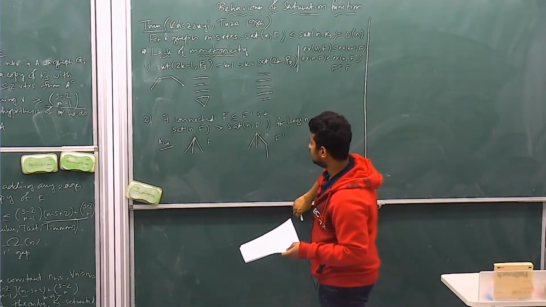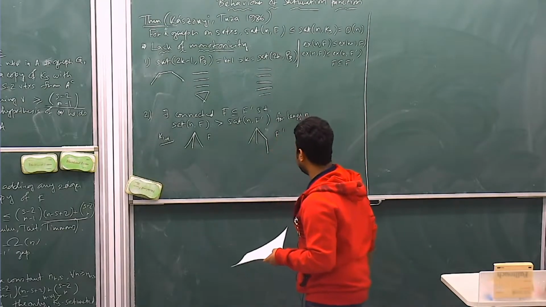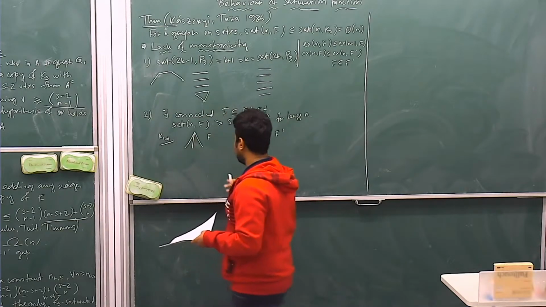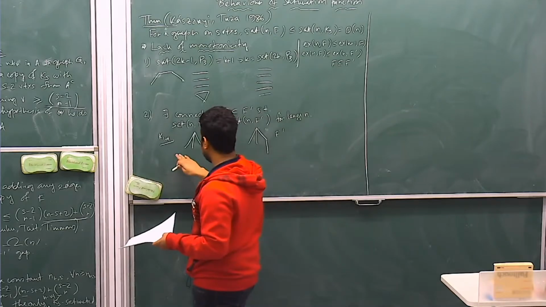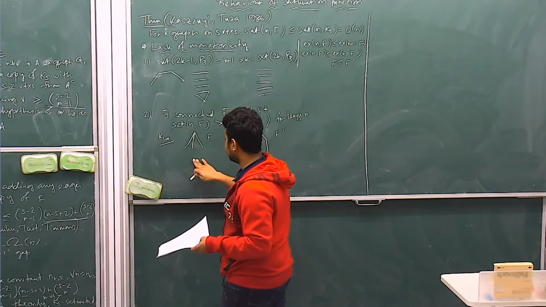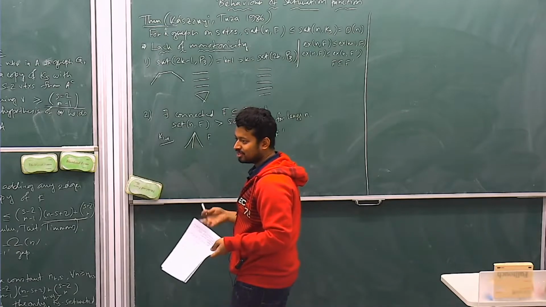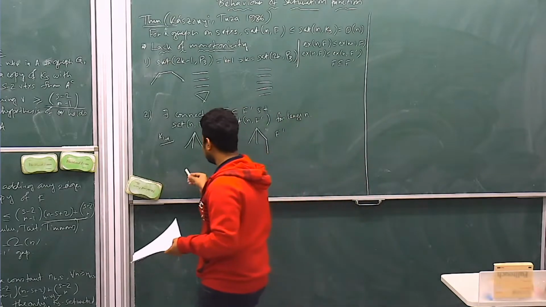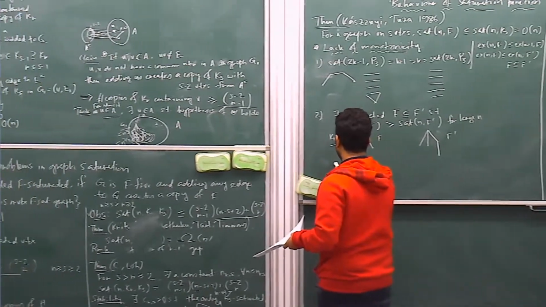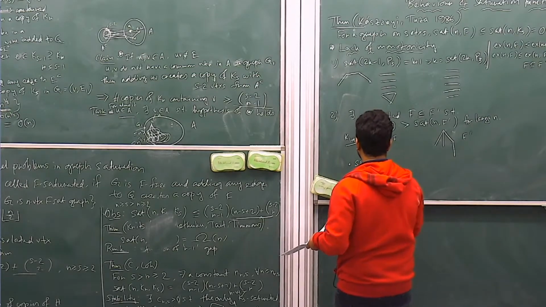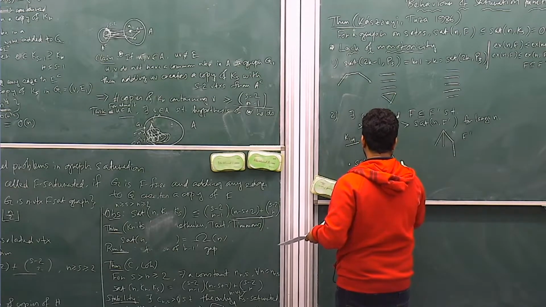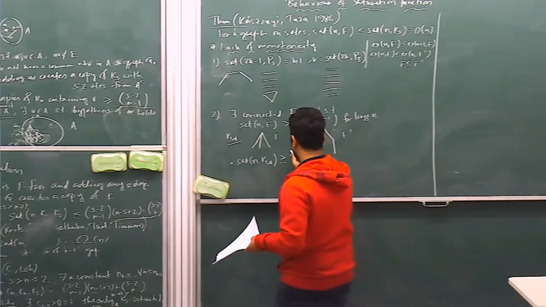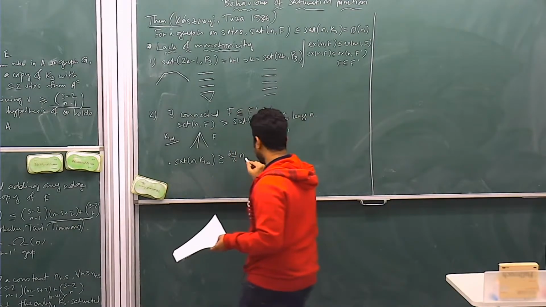An easy way to see why this inequality holds is the following. In this graph, if you have an F-saturated graph, then most of the vertices should have degree at least 2, right? If you think about it, I will leave it as an exercise. Okay, sat(n, K_{1,d}) should be something like (d minus 1) over 2 times n.